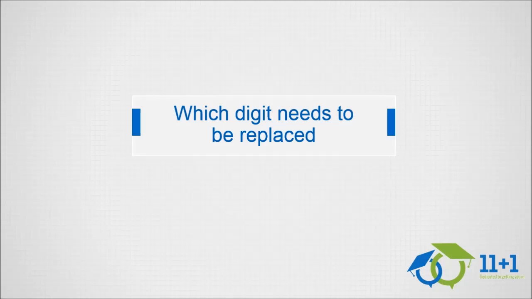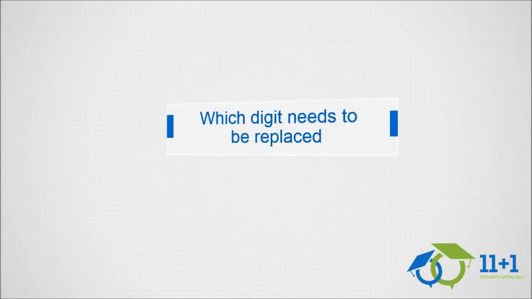In this video we'll be explaining how to do those questions where they give you a calculation which is deliberately incorrect and they ask you to change one digit to a number of their choice so that the calculation is correct.